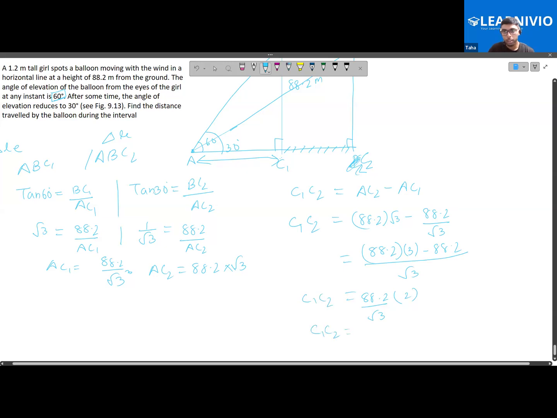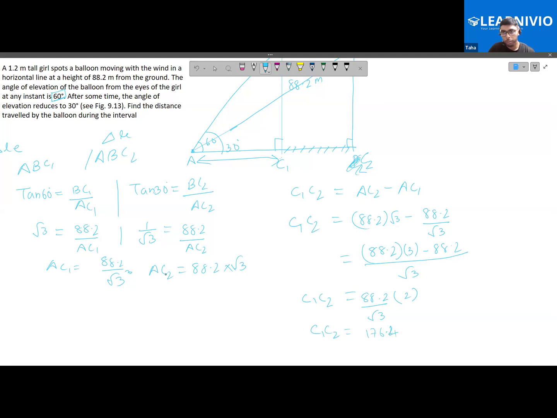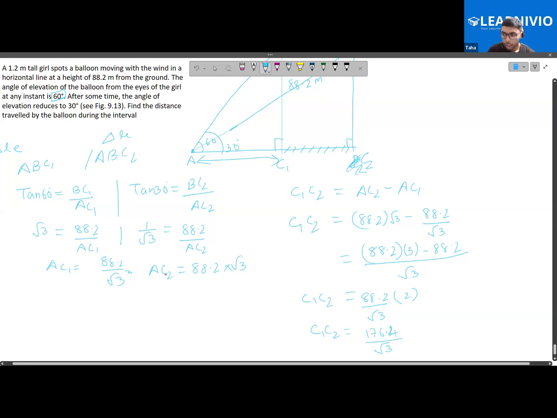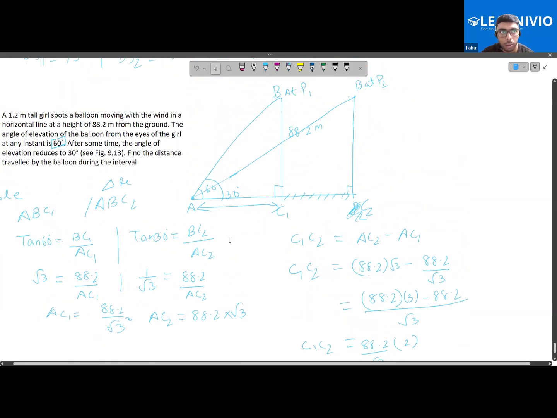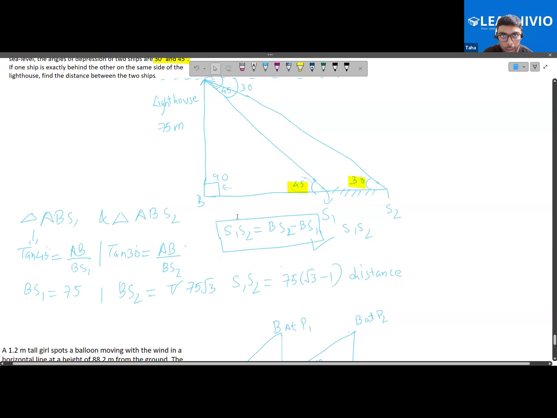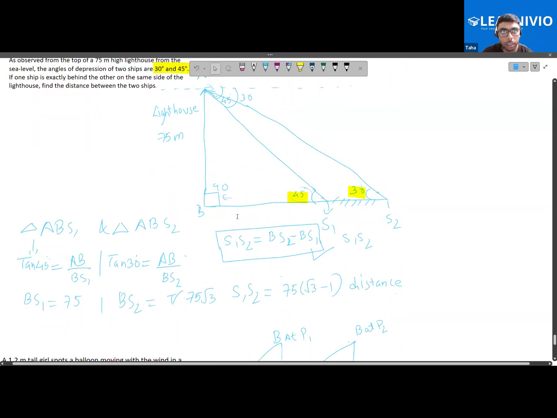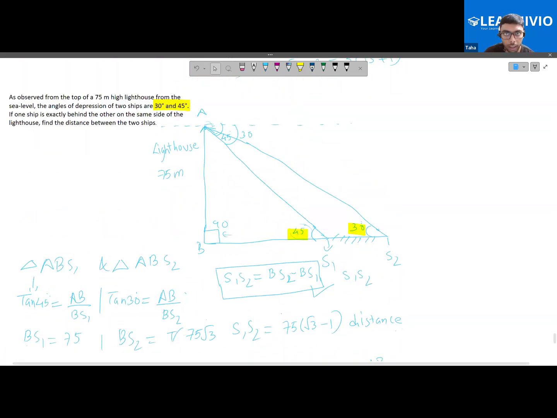So the answer would be 176.4 by root 3. Okay. Does it make sense? Is it making sense? Yes. Yeah. Okay. So this small observation that we made here in this question needs to be remembered very well.